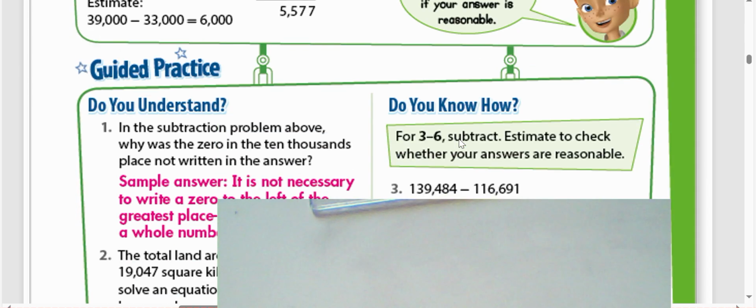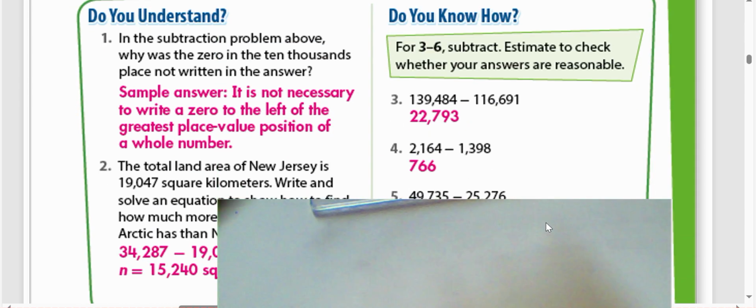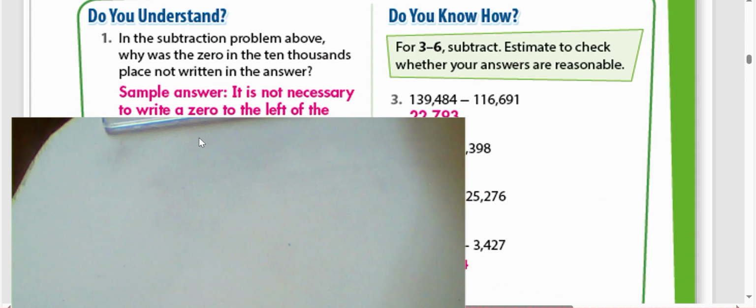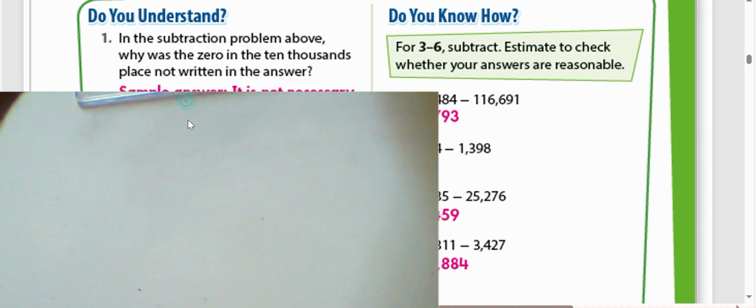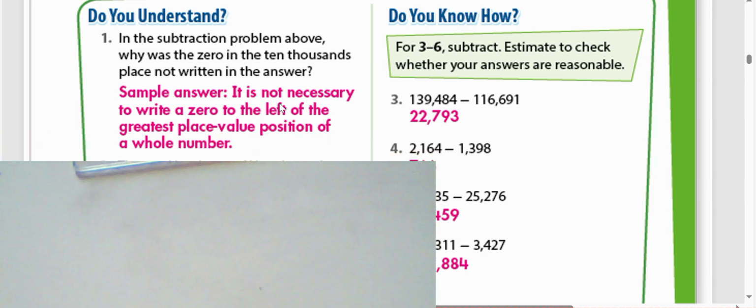Next question. Explain here. He asked in the subtraction problem above, why was the 0 in the 10,000 place not right in the answer? Because we put 1. So the simple answer: it's necessary to write a 0 to the left of the greatest value position of a whole number. Okay. Next question.